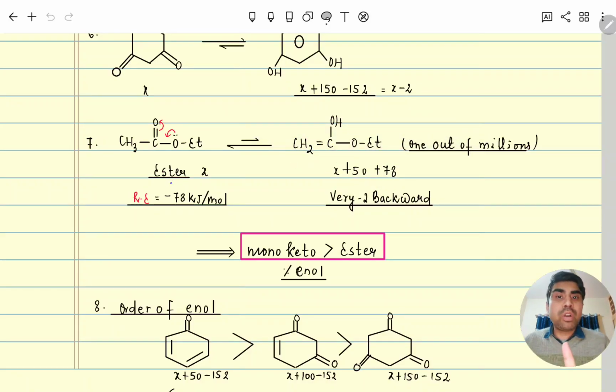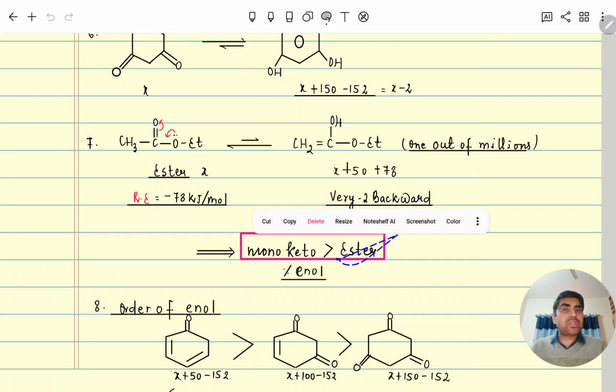Which means the ester will not do it. If an ester has the possibility of keto-enol tautomerism, then out of 1 million molecules, only one molecule will undergo that tautomerism. Why? Because its energy is higher, it is almost backward, next to impossible. So can we say that the enol percentage was relatively more in monoketo as compared to ester?